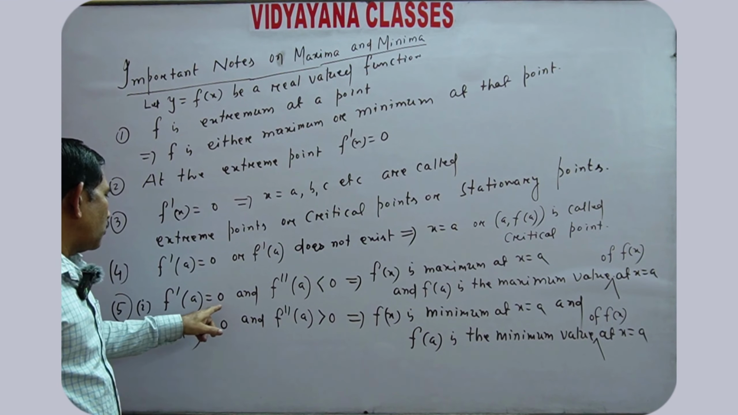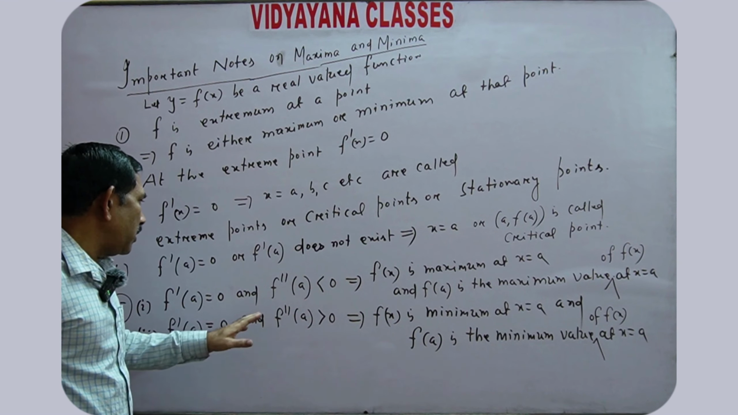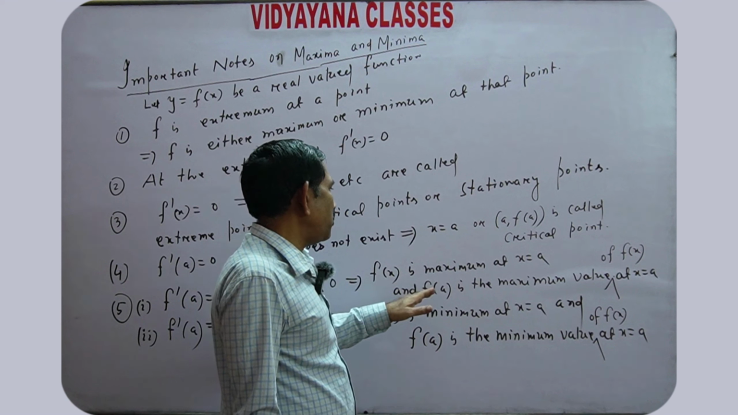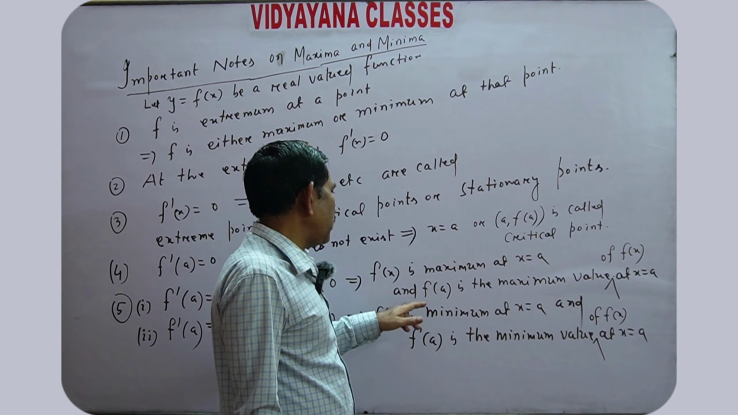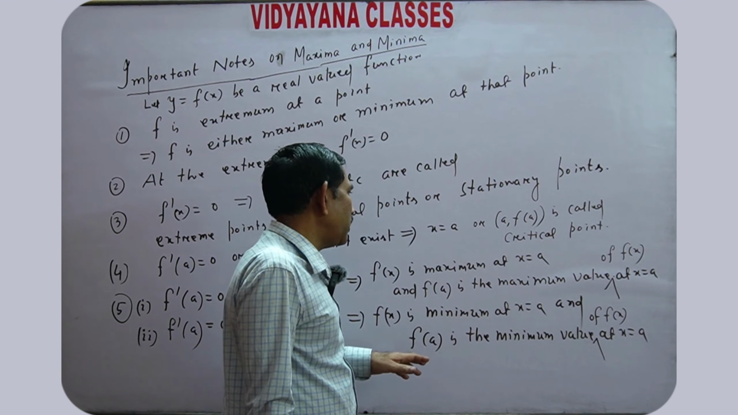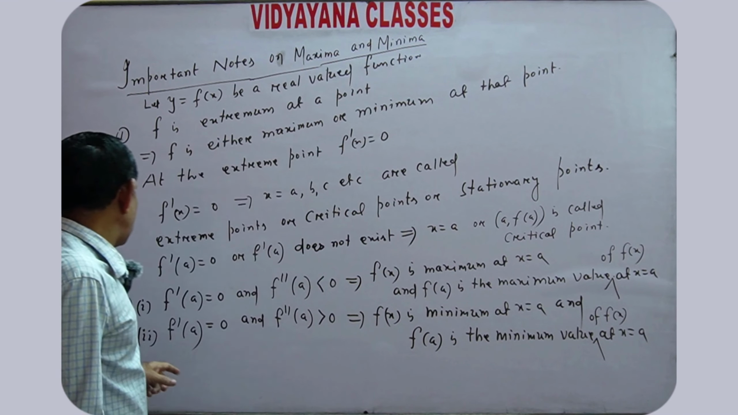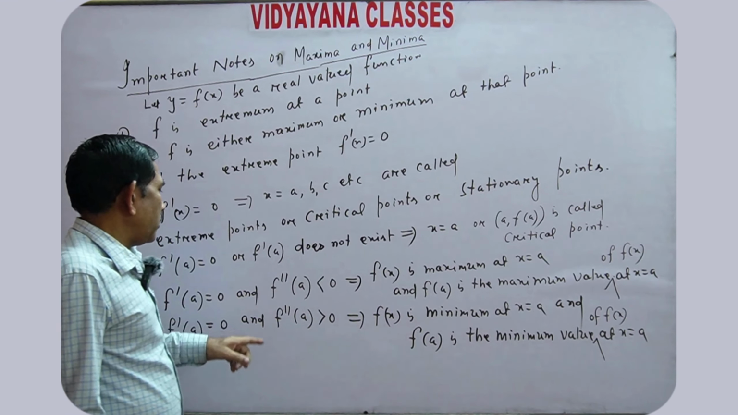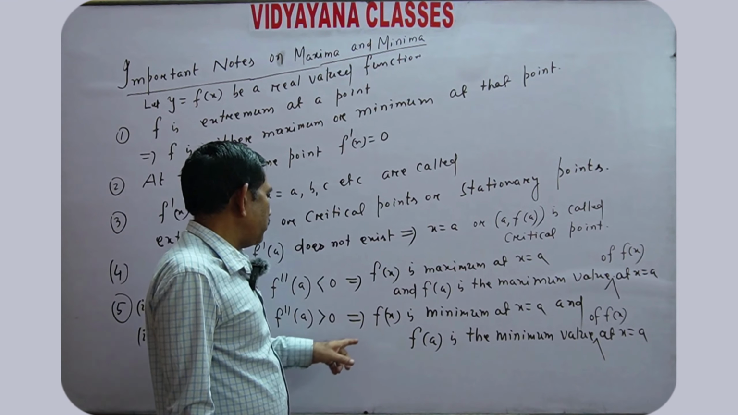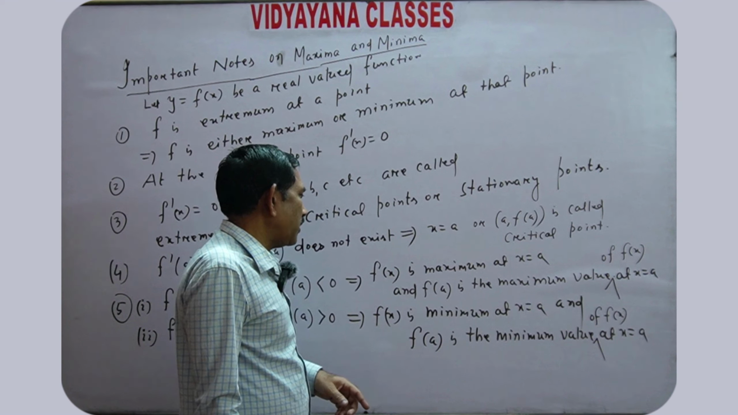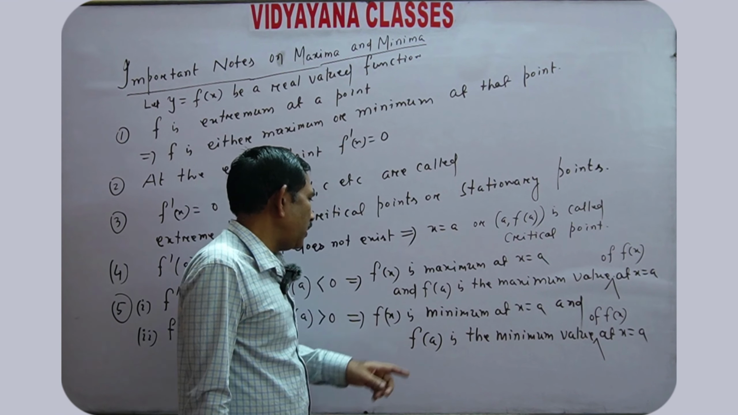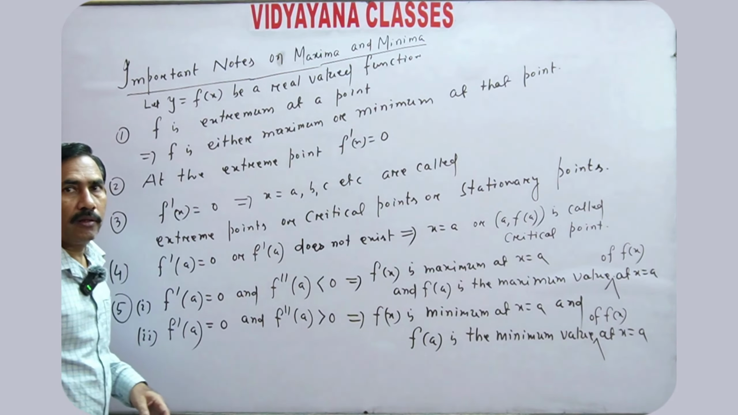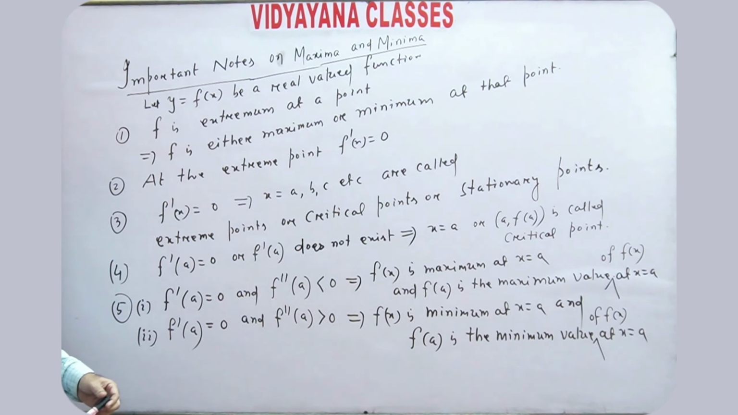f'(a) equal to 0 and f''(a) less than 0 implies f(x) is maximum at x equal to a, and f(a) is the maximum value of f(x) at x equal to a. f'(a) equal to 0 and f''(a) greater than 0 implies f(x) is minimum at x equal to a, and f(a) is the minimum value of f(x) at x equal to a. Note down.